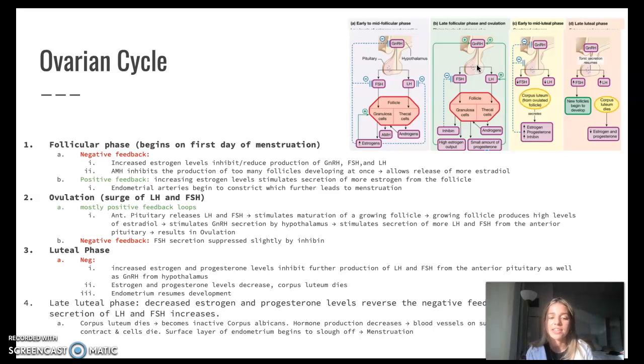At the late luteal phase, there's a decreased estrogen and progesterone level now, and this reverses the negative feedback loop, which causes the secretion of LH and FSH to increase once again. After the corpus luteum dies, it becomes inactive and is referred to as the corpus albicans, and then hormone production decreases, so blood vessels on the surface of the endometrium contract and cells die. This is when the surface layer of the endometrium begins to slough off and menstruation, the menses period, begins. And then we circle back to the follicular phase, which starts on the first day of this menstruation.